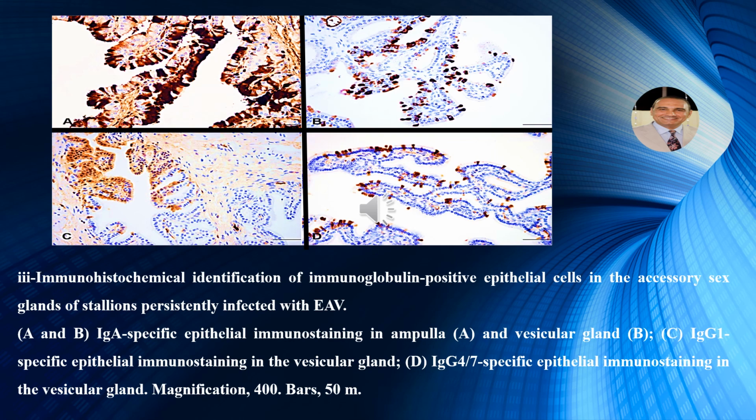Immunohistochemical identification of immunoglobulin positive epithelial cells in the accessory sex glands of stallions persistently infected with equine viral arteritis. A and B, where IgA specific epithelial immune staining in ampulla in A and vesicular gland in B. C, IgG1 specific epithelial immune staining in the vesicular gland. In D, IgG4 and 7 specific epithelial immune staining in the vesicular gland.